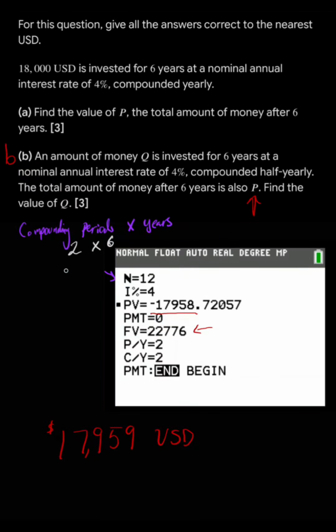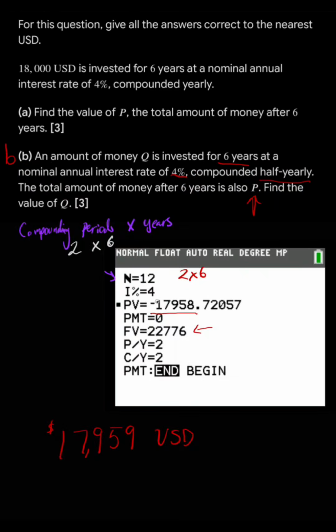So N is going to be, again, the compounding periods times the number of years. We have 2 for compounding periods because we're compounding half yearly. Years is, again, 6 years. So 2 times 6 is 12. In this part, you can actually write 2 times 6 in the calculator, and it will automatically change it to 12, or you can just write 12. Interest is 4. 4% stays.